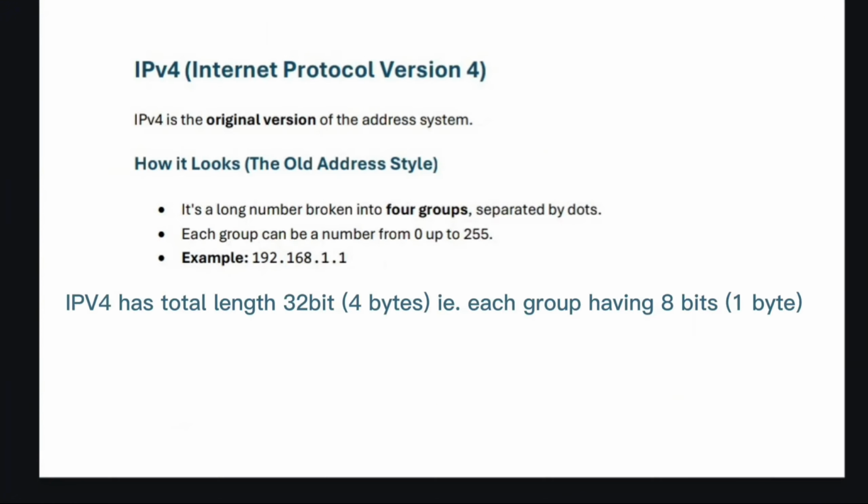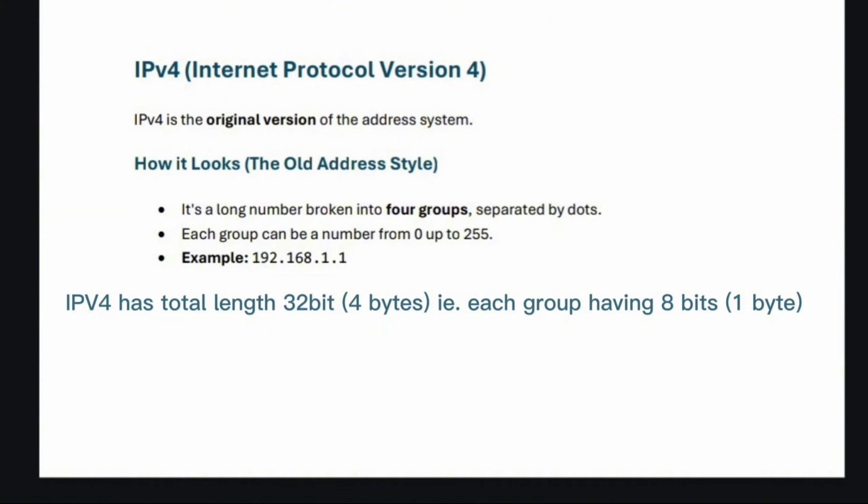IPv4 protocol, that is Internet Protocol version 4, is the original version of the IP address system. It has numbers broken into 4 groups separated by dots. For example, 192.168.1.1. The numbers we are seeing, that is 192, can be up to 255 and so on. Like 168 is also mentioned, each can be from 0 to 255, and then 1 and also 1. So that is the Internet Protocol version 4.